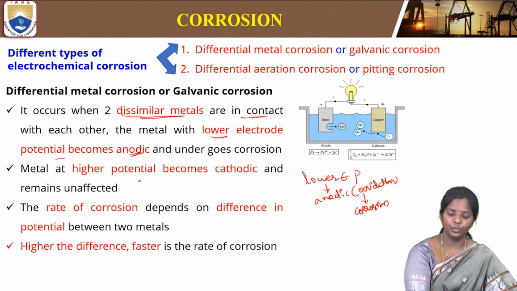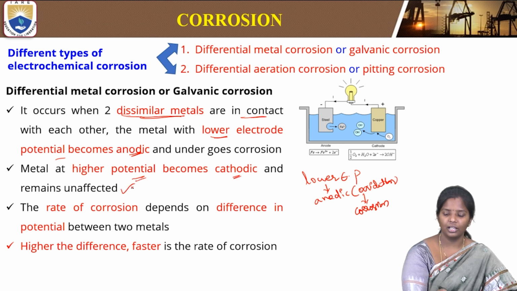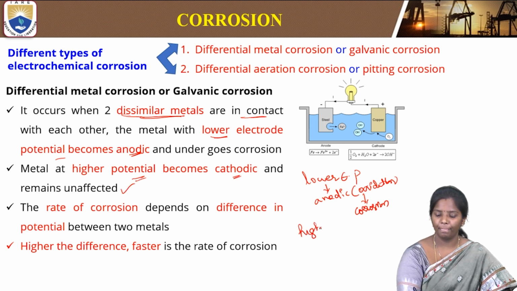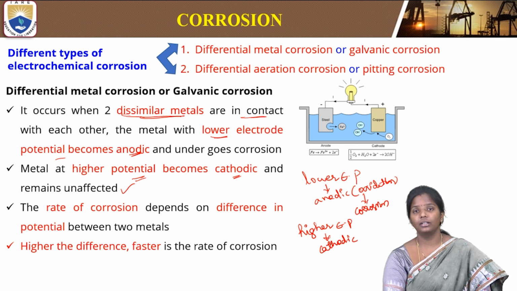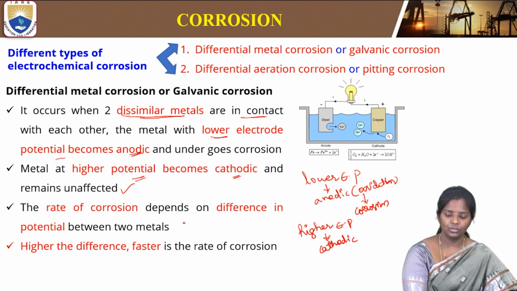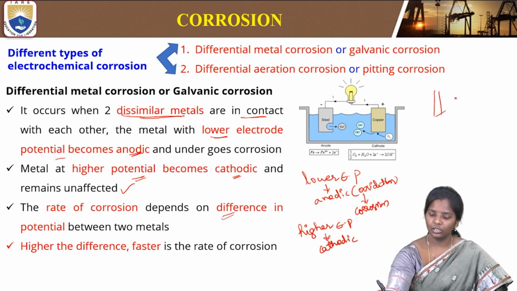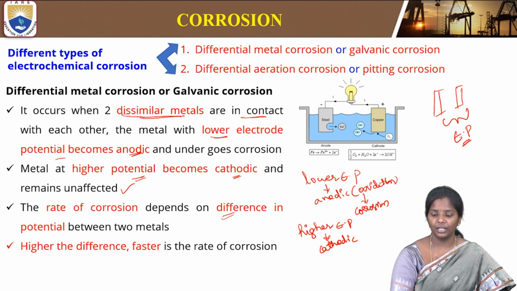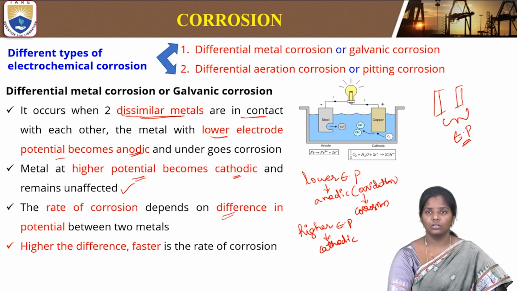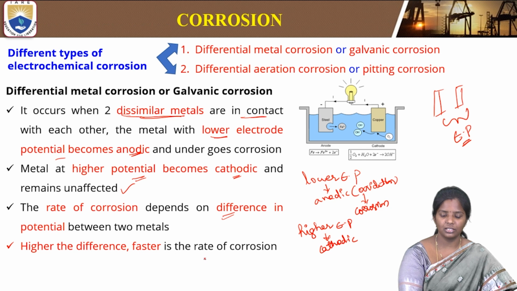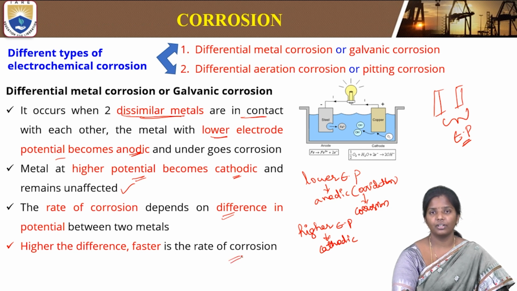The metal with higher electrode potential becomes cathodic and remains unaffected. The rate of corrosion depends on the difference in potential between these two metals. When two metals are kept together, the difference in electrode potential is very important, and the corrosion rate depends on it. Higher the difference, the faster the corrosion.